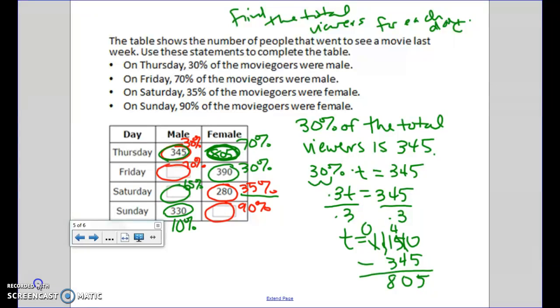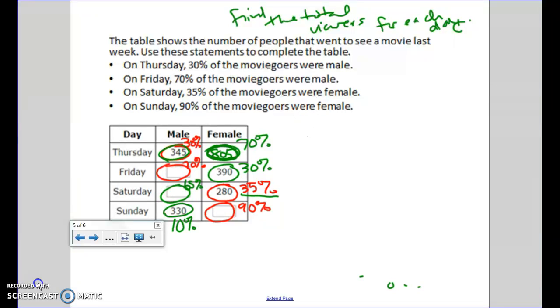I'm going to go ahead and erase that, and I'm going to do another example. I'm going to skip ahead to the third part of the chart here, and start working on this one next. I know that 35%, or 35 out of the 100, are females, but I have 280 females compared to the total.